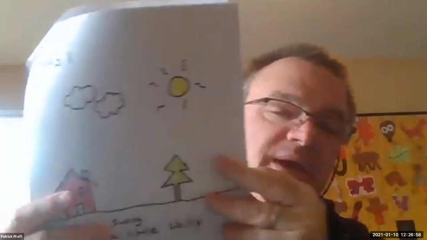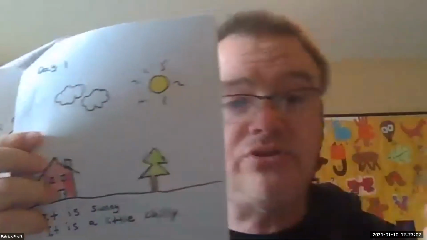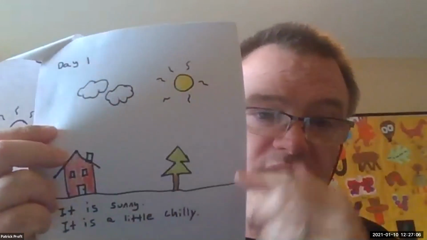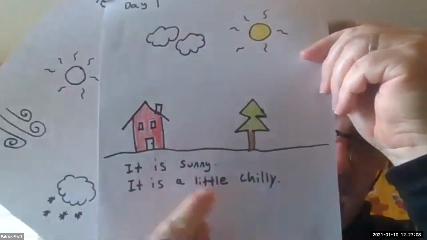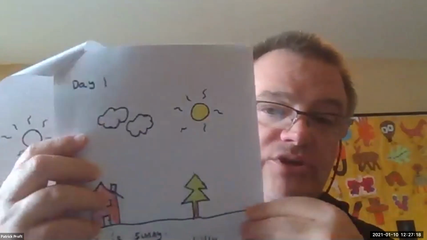Yesterday, we filled out our very first page in our meteorologist notebook. We went outside. We looked at what the weather was. We drew a picture that showed what the weather was. We tried to add some words on the bottom. Today, you're going to do the same thing. We're going to fill out page 2 in our meteorologist notebook.